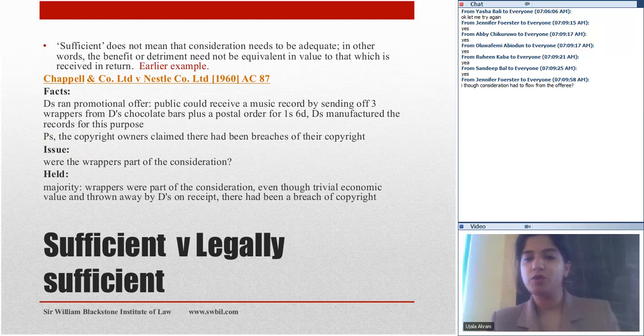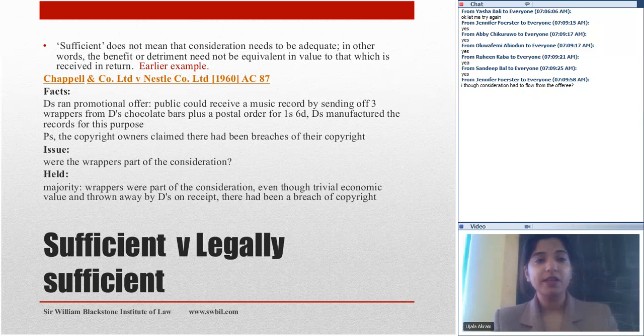Now that £1 is of course not the actual value of me driving you to Oxford, but by law I am allowed to request anything that I want as consideration. So this means that it does not need to be adequate or equivalent to the value, but it needs to be sufficient. And I am the one who decides whether it is sufficient or not.